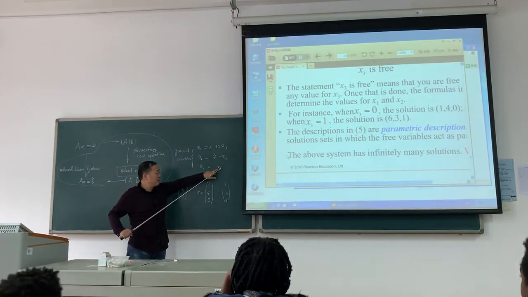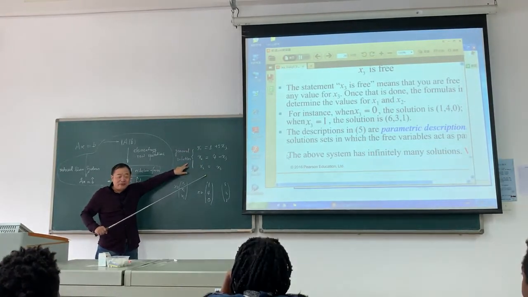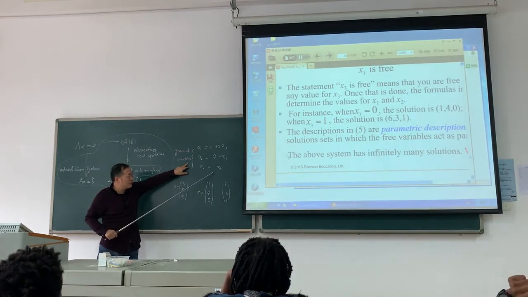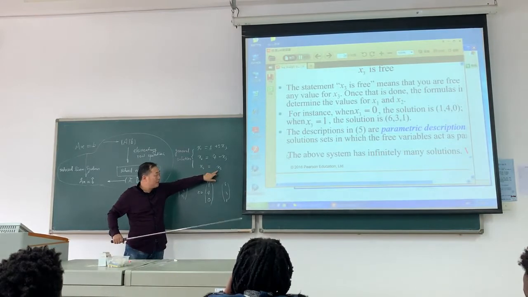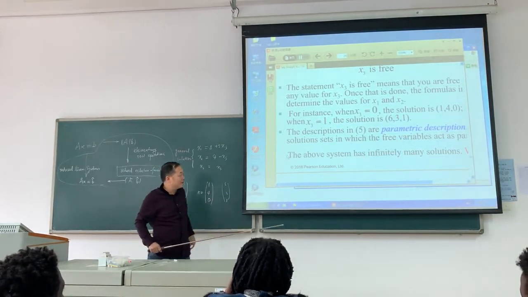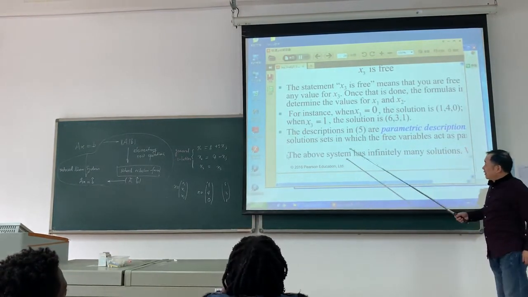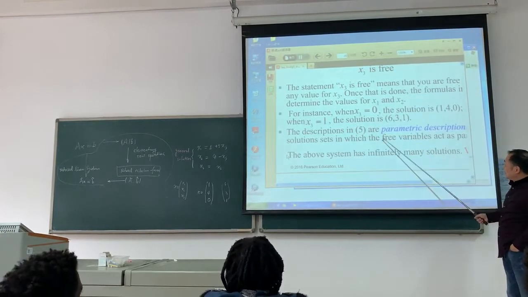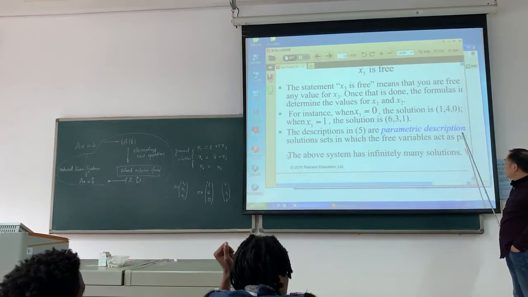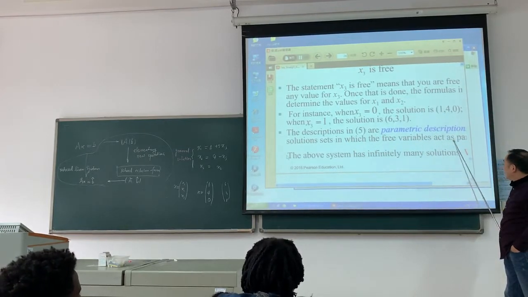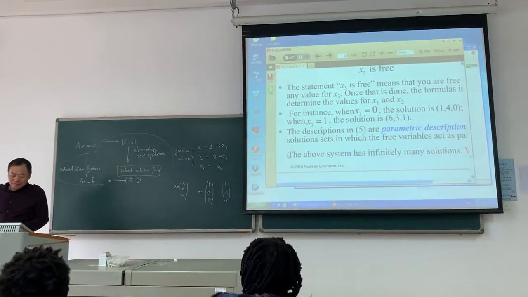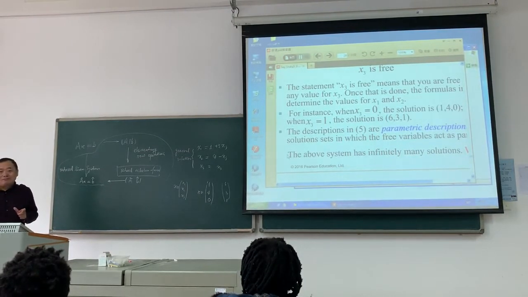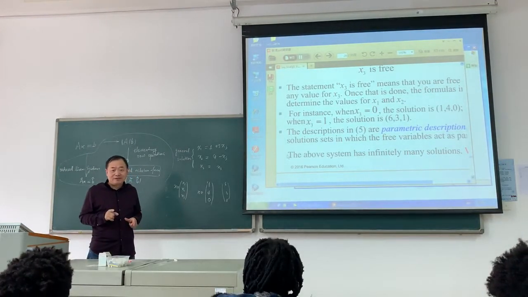Now, because here, any solution of this linear system can be expressed in terms of x3. So x3 is like a parameter. So here, this description is a parametric description. A solution set in which the free variable is a parameter. Sometimes, in a linear system, for example, maybe more than two parameters. Here is just one.